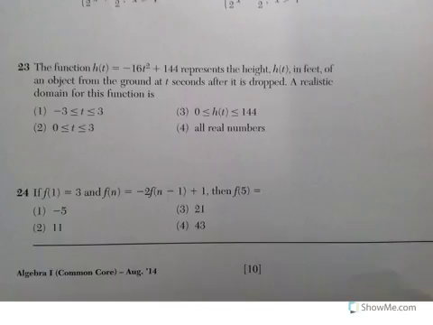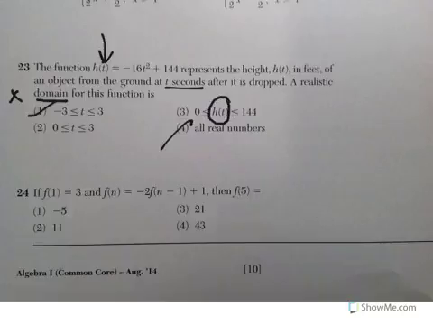23. The function h of t is equal to negative 16 t squared plus 144 represents the height h of t in feet of an object from the ground at t seconds after it is dropped. A realistic domain for this function. Well, domain deals with your x values, but because there's no x in this equation, it's talking about your t values. So it's talking about your time in seconds. Realistic time in seconds, well, we can't have -3 time in seconds. It can't be all real numbers because we're not talking about any negatives, and it can't be dealing with h of t because that's really your y. But remember, domain is your x, so it can't be choice 3.